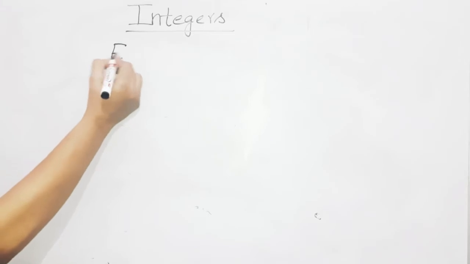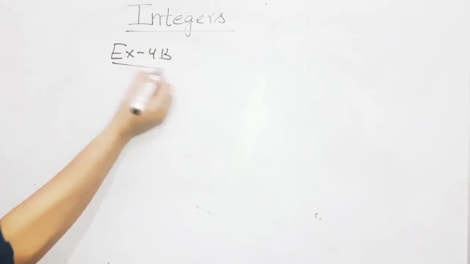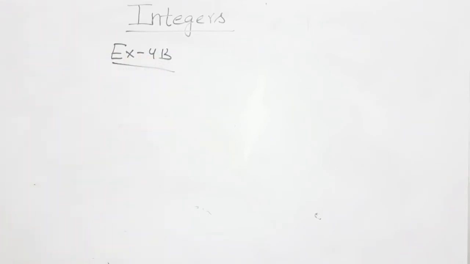Today I am going to explain addition of integers. I have already explained the properties of addition of integers, how we add integers, and the rules we need to follow while adding them. So today I am going to solve some questions from exercise 4b to make everything crystal clear. In exercise 4b we have done all the questions except question number 5.